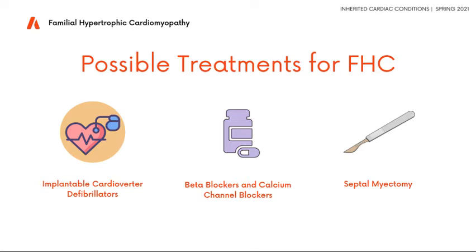And if medications are not effective in treating FHC, then we can opt for surgery. One surgical procedure could be septal myectomy. This is where the surgeon removes a small amount of the thickened septal wall to widen the outflow tract within the heart, thus reducing the symptoms of FHC.